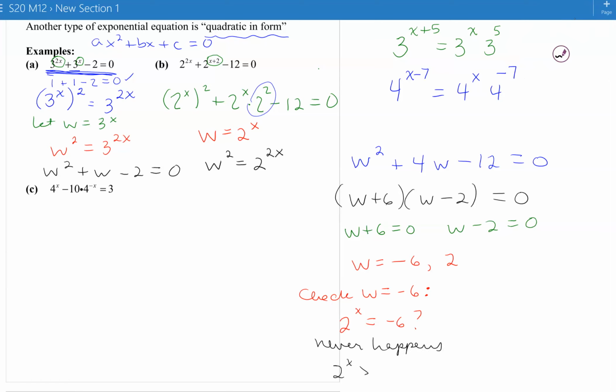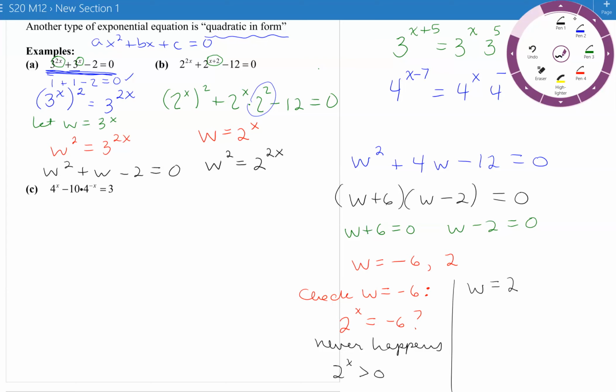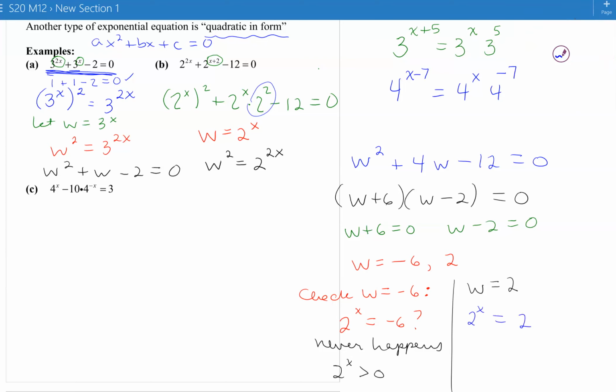2 to the x is always positive, and that's a really useful little factoid that you really want to keep in your close pocket, not in your satchel across the room. Okay. So then let's look at what about w equals 2. And so we have 2 to the x equals 2, and we can see that x equals 1. And you can check that in that original equation and see that it works.